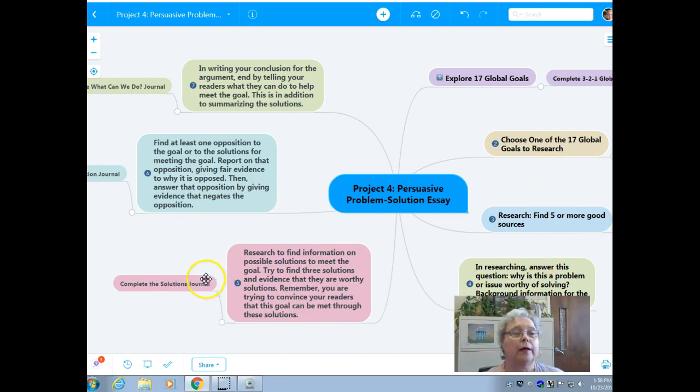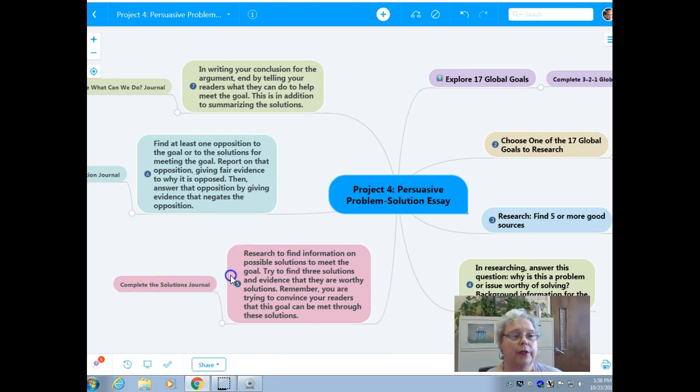But this is what we're doing this week. We're looking for possible solutions, and you're trying to gather your evidence that goes with proving that these are worthy solutions to get the goal met. And complete the solutions journal for this week.